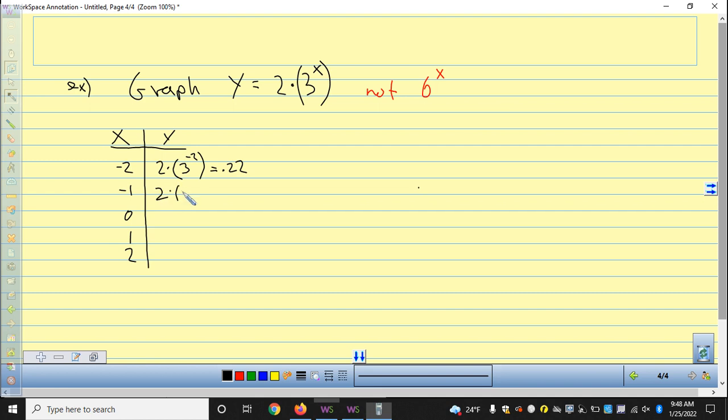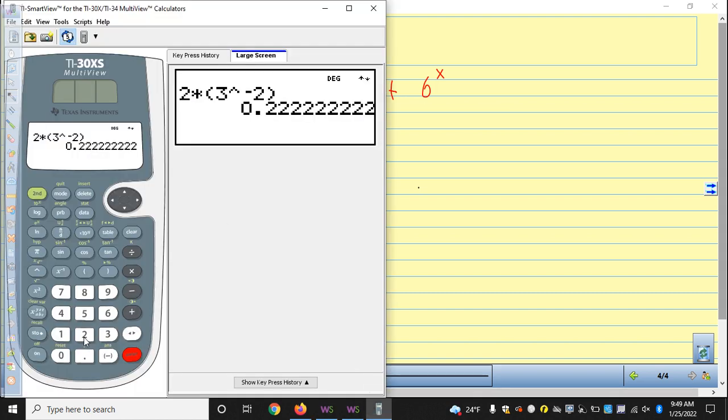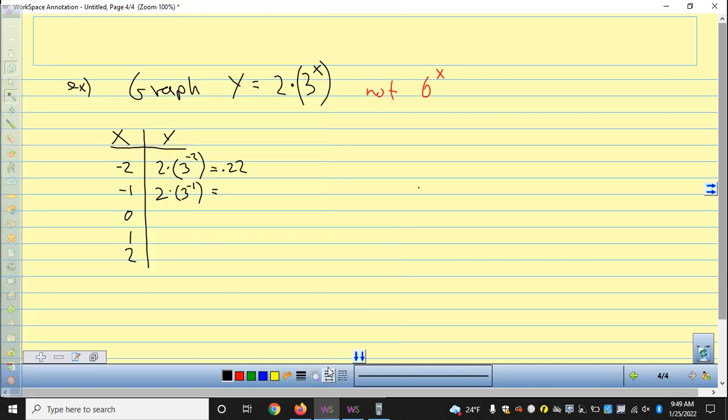Here I'm going to do 2 times 3 to the -1. And I plug that in my calculator. And I get 0.666666, repeating. It rounds it off here. So this is, I'm going to say 0.67. Just round it off to the nearest 100th.